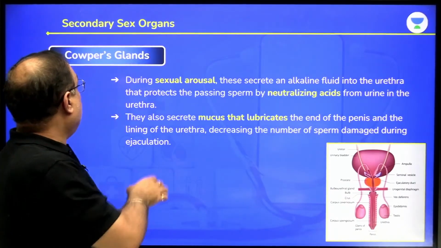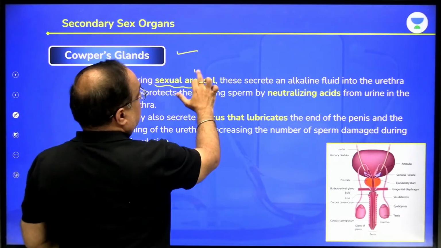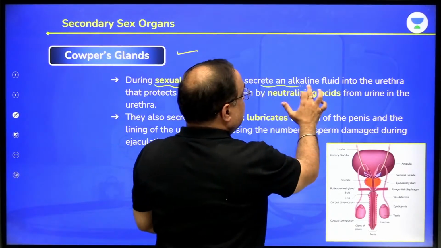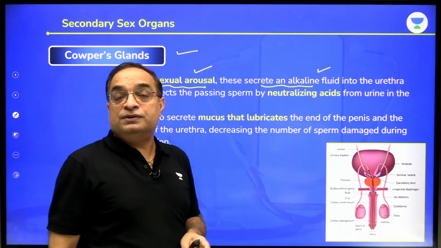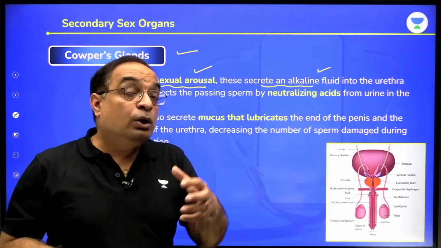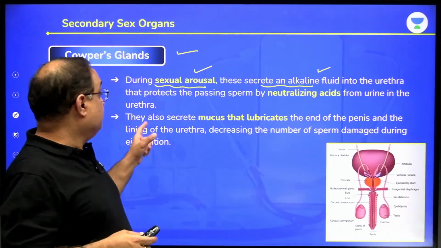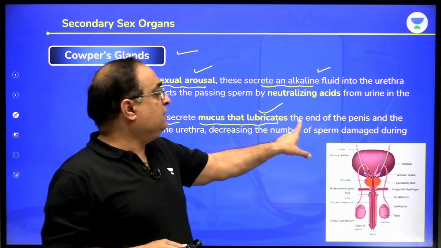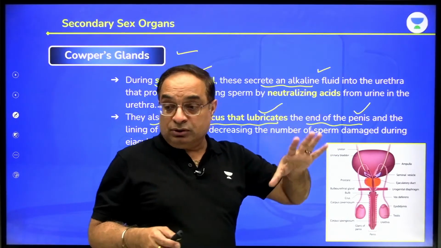Okay. Now, what is the function of these Cowper's glands? During sexual arousal, when a person is sexually excited, these glands secrete alkaline fluid into urethra, and that alkaline fluid neutralizes the acidity of the urethra, and it also provides a lubrication that facilitates the sexual intercourse. They are also secreting mucus. Mucus lubricates the end of the penis. And what is the end of the penis called? Glans penis. So, bulbourethral glands का काम क्या है?